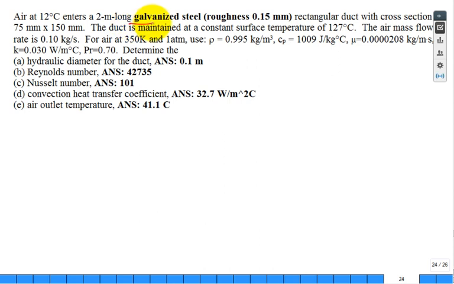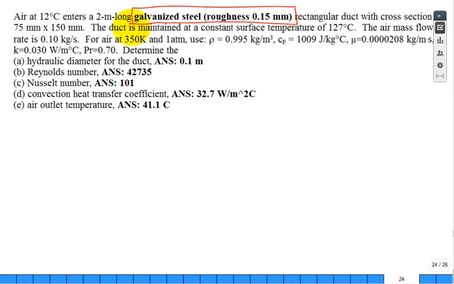So now, what do they change right here? You're not in a smooth duct anymore. You're in a galvanized steel duct with a roughness of 0.15 millimeter. How are we going to solve that problem? Because we used Dittus-Boelter for a smooth duct. Well, you could use the Dittus-Boelter and ignore the roughness. You'll be close. But if you really wanted to do a better job, what would you do? You would use the roughness.